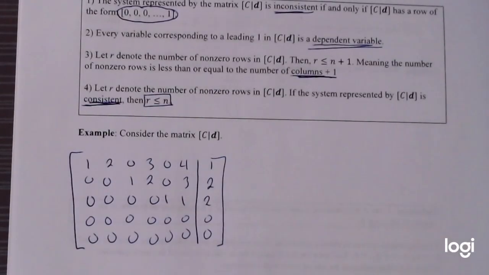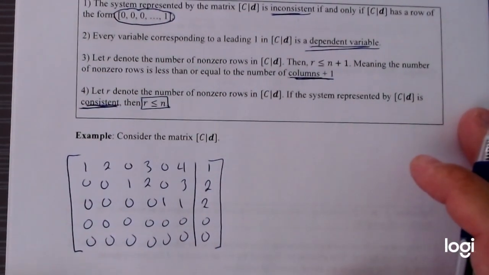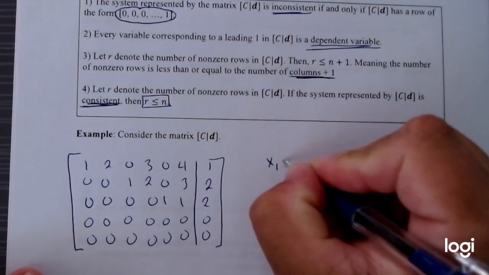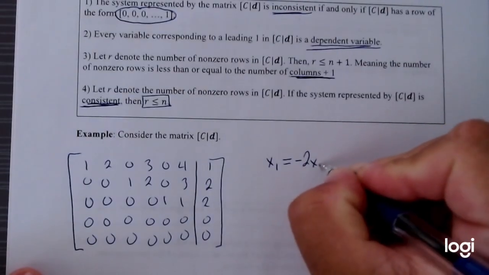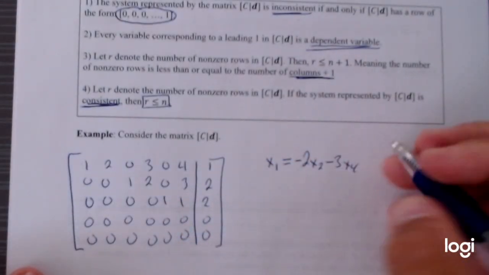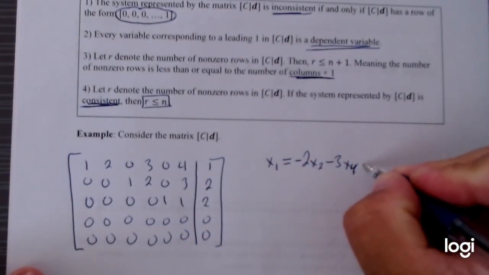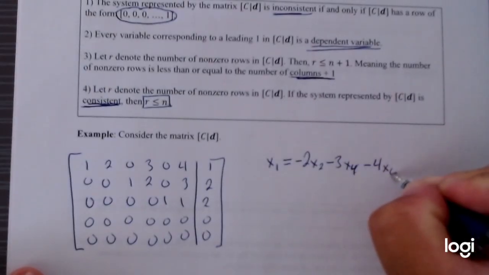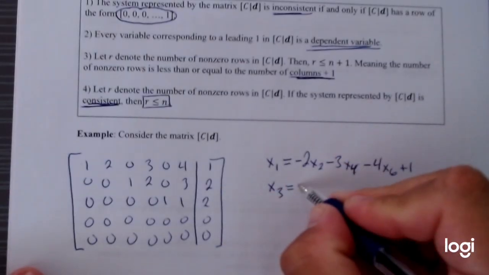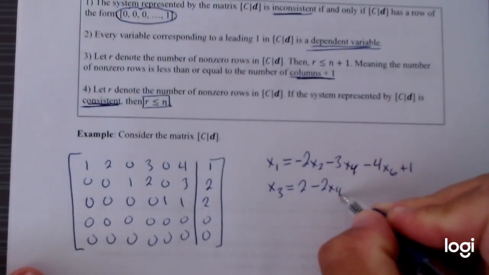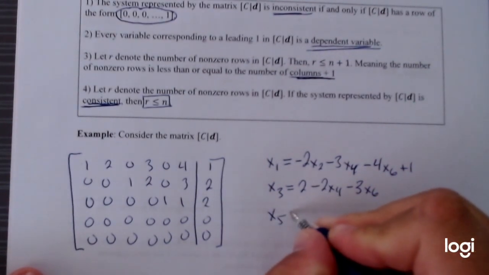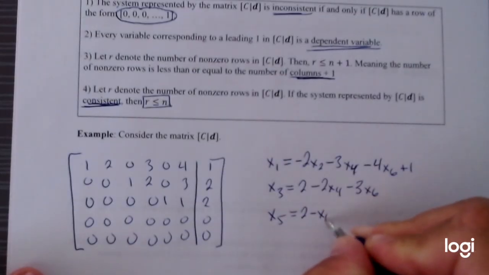Alright, so let's see what these actually mean. Let's write down what we have. We have x1 equals minus 2x2 minus 3x4, and we have 1, 2, 3, 4, 5, 6 variables, minus 4x6 plus 1. x3 represents 2 minus 2x4 minus 3x6. And finally, x5 is equal to 2 minus x6.